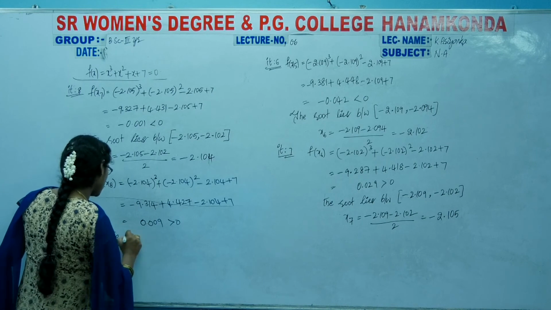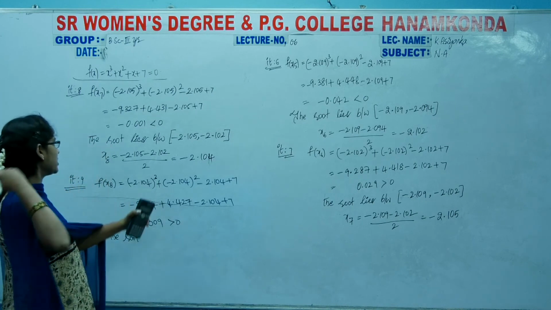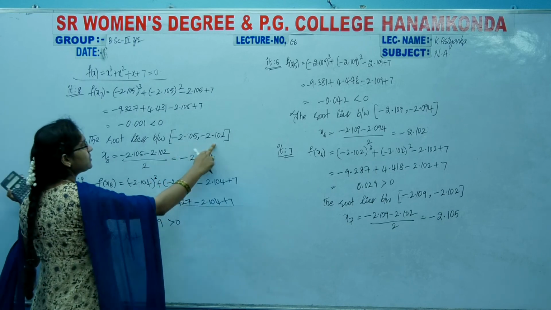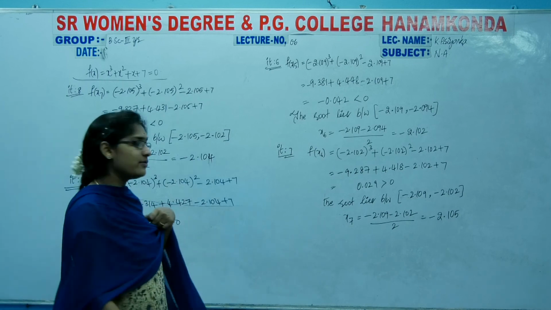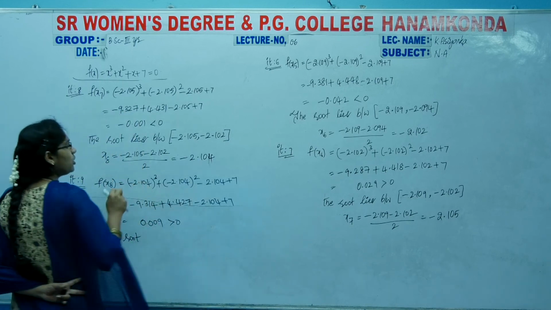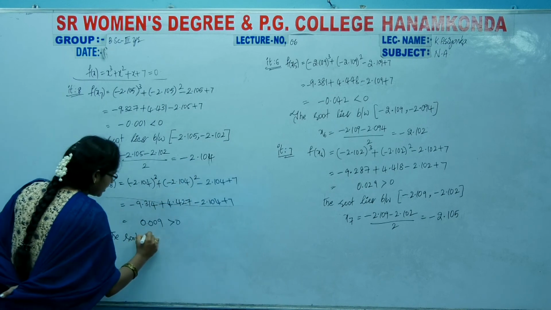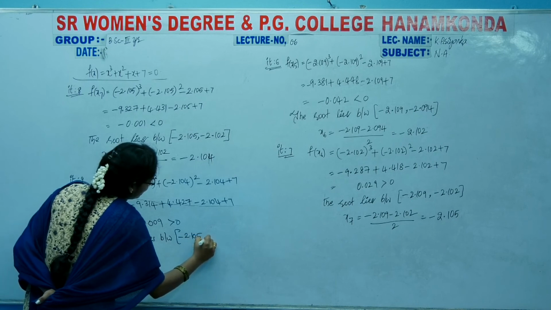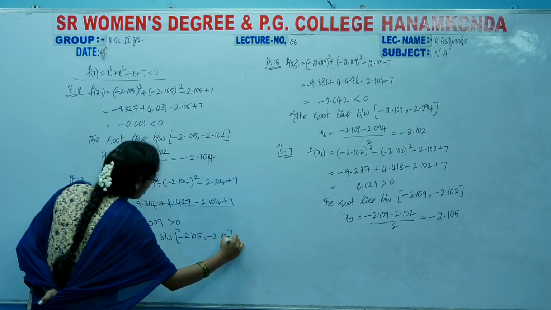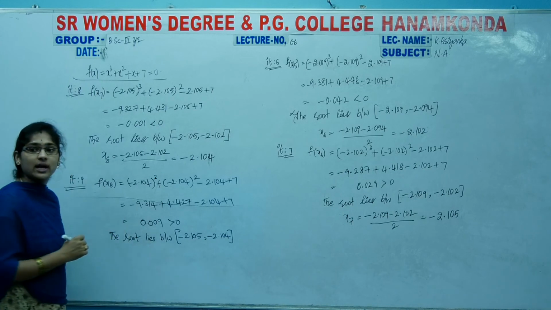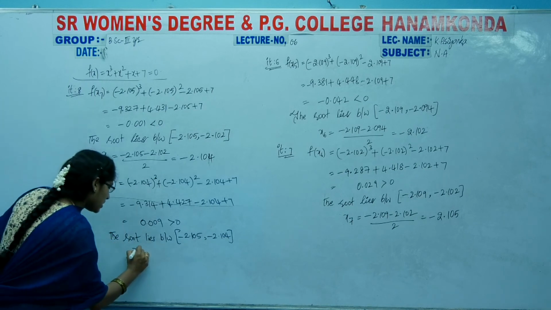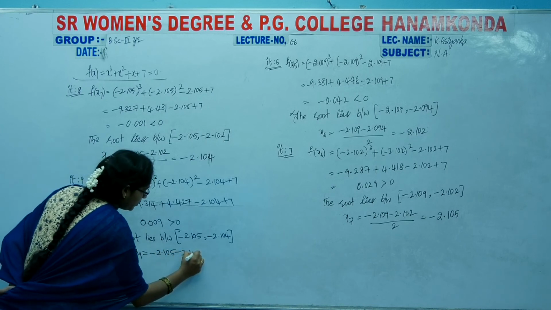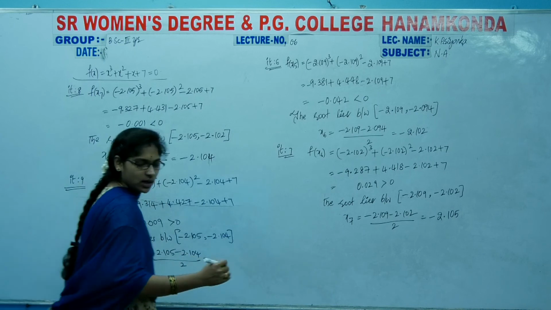Therefore what we can say, the root lies between. Now for this interval we have that the value is, this one is negative and this one is positive. So now here we have that it is a positive. So ignore this value. Okay, then what we get, therefore the root lies between minus 2.105 comma minus 2.104. Now what we have to calculate, x9. Okay, so now x9 equal to minus 2.105 and 2.104 by 2. Calculate this value.